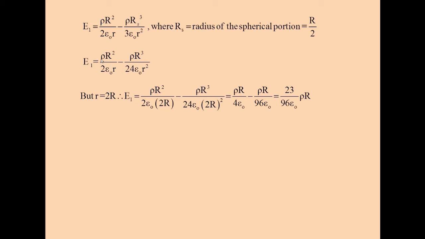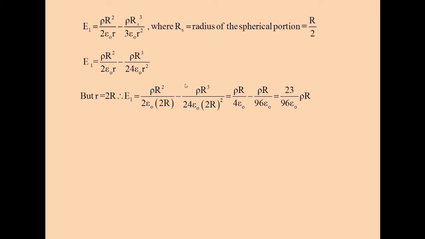Therefore, E1 is rho R squared by 2 epsilon naught. For the small r, put 2 times this capital R. This minus as it is, then rho R cube again as it is, 24 epsilon naught as it is. For small r, you put 2R, but you have to square it. Understood that? So rho R by 4 epsilon naught. Here you see R squared and R, one R will go. So rho R, this 2 and this 2 multiply to 4 epsilon naught. One R has been cancelled with the R squared in the numerator. So rho R by 4 epsilon naught.